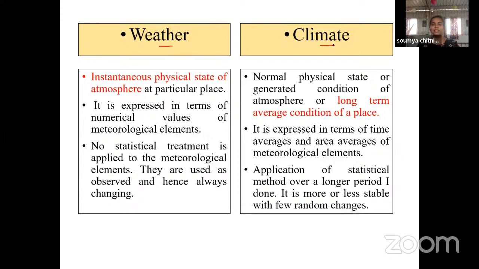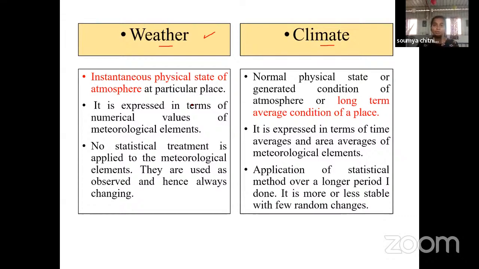We may say that today's climate is really good, whereas we usually mean that today's weather is really good, right? So what is weather and what is climate? Let's just have a comparison between weather and climate, so it will be easy for you to remember the differentiation. So weather is the instant state of atmosphere at a particular place.